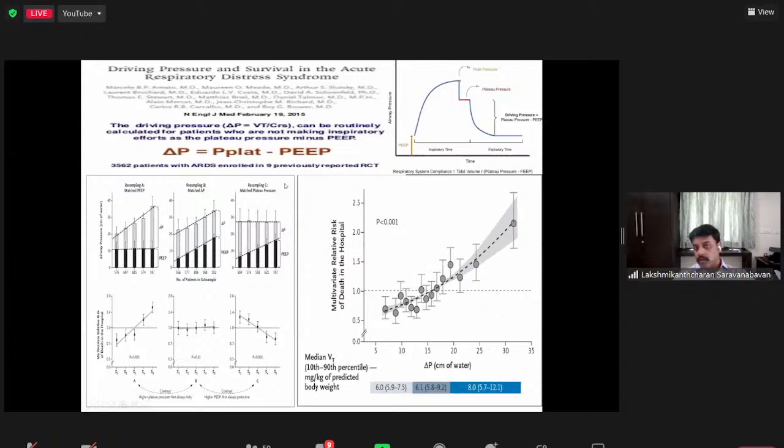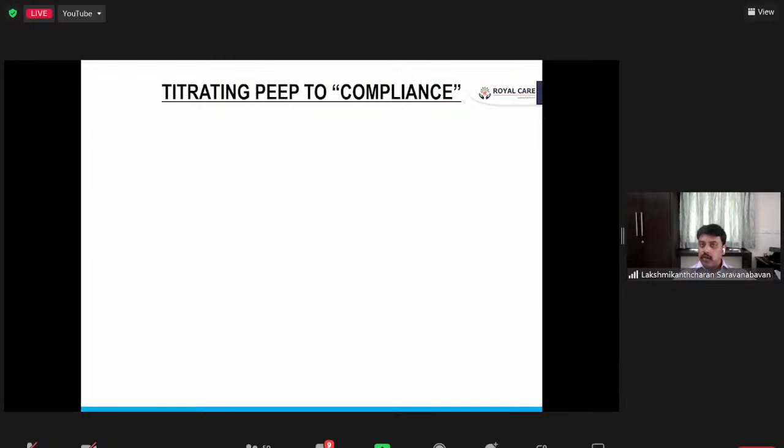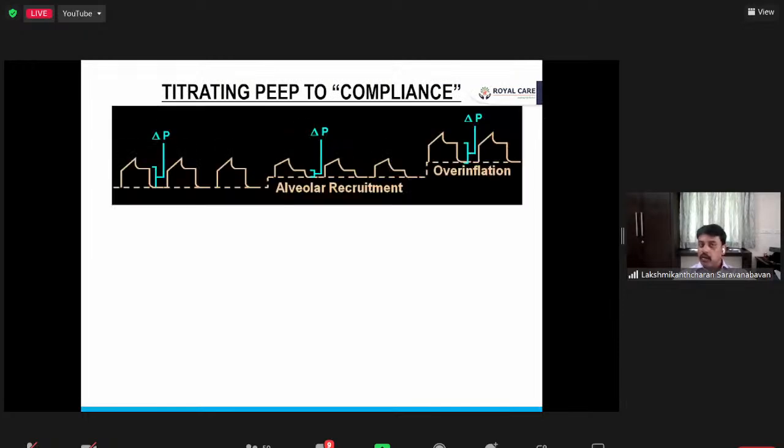So what is the driving pressure that we can aim for? In the same study, it was found that a driving pressure of around 16 showed an improvement in mortality. So what we do is, you maintain a PEEP and see to it that the plateau pressure above the PEEP, that is your driving pressure, does not cross 16 centimeters of water. So based on this, we can titrate your PEEP.